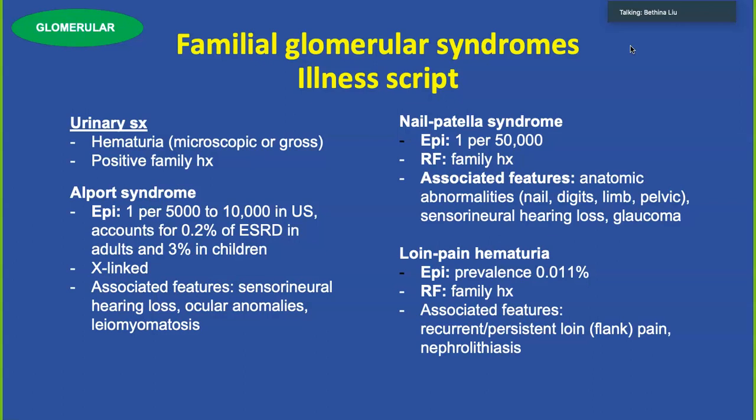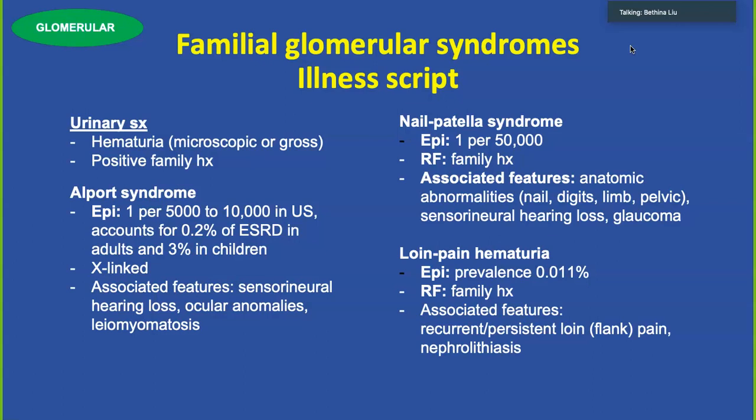Nail-patella syndrome is estimated to affect 1 per 50,000 people. Similarly, we want to look for family history. Associated features include anatomic abnormalities affecting the nail digits, limb, and pelvic structures, as well as sensorineural hearing loss and glaucoma.